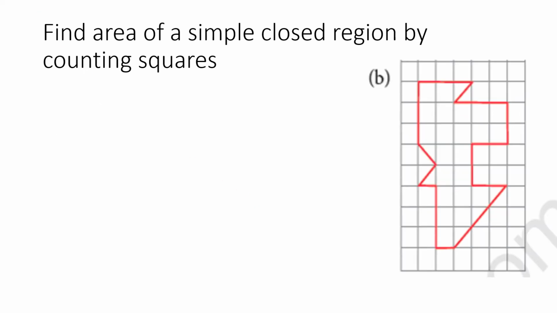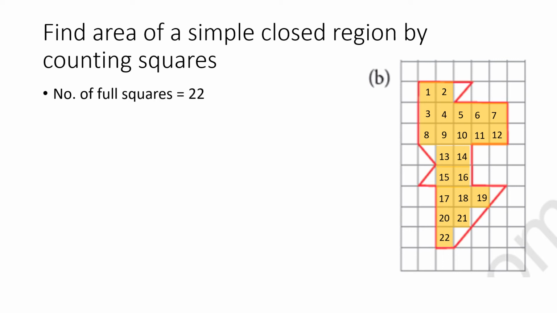Let us solve one more question of area just by counting squares. Here is a closed region. And how many full squares? These are the full squares. Let us count them: 1, 2, 3, 4, 5, 6, 7, 8, 9, 10, 11, 12, 13, 14, 15, 16, 17, 18, 19, 20, 21, 22. So number of full squares equals 22.